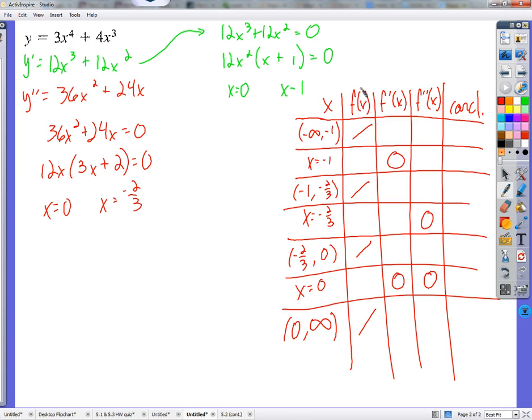So we should find the y values at these points. So f of negative 1 is negative 1. Is negative 1, yeah. F of negative 2/3?